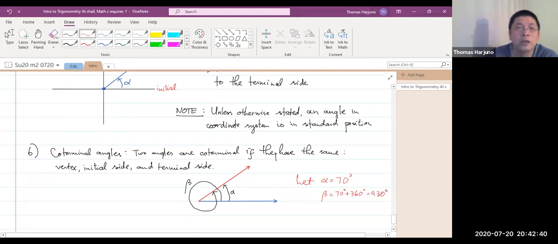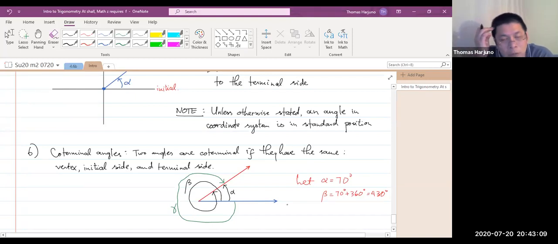Right? Okay. Now, in fact, we may have negative angles. That is if we start from the positive x-axis, but we go clockwise instead. If we go clockwise instead, let's call that angle gamma. You see we still have the same vertex, the same initial side, and the same terminal side. It's just the direction is the opposite direction.